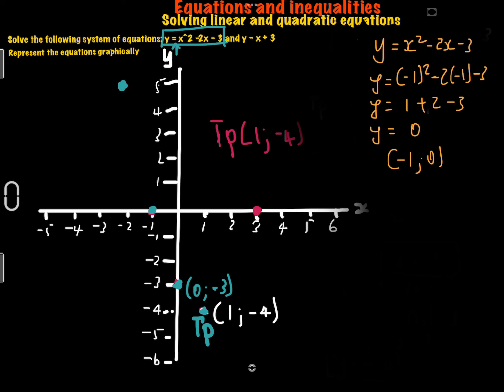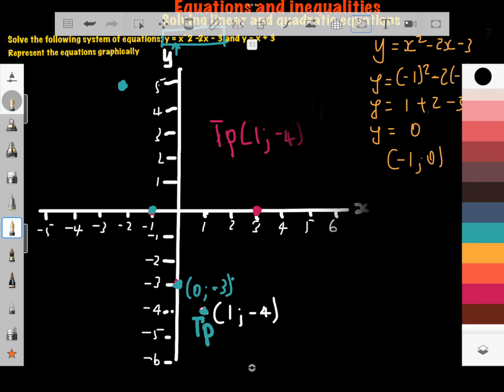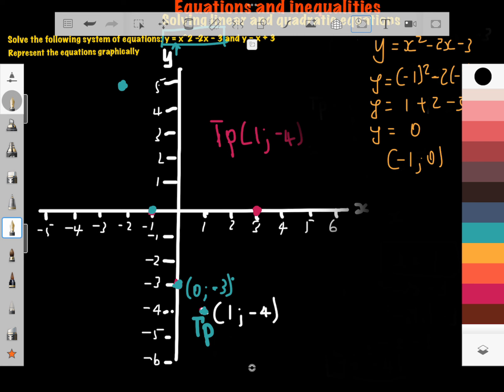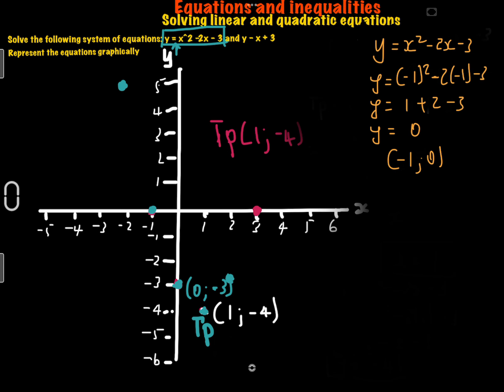x is positive 2 now. So when x is positive 2, we take a calculator and check. When x is positive 2, so we have 2 raised to the second power, minus 2 times 2, minus 3. We get negative 3. So that graph intercepts there. So basically this is the point here. Oh, sorry. So that's the point there.